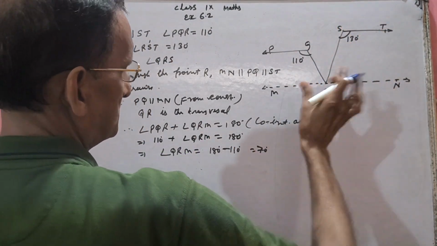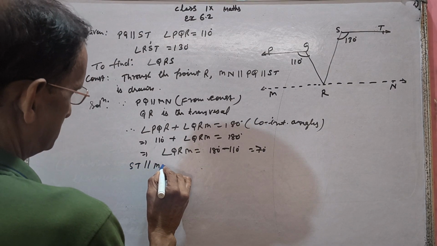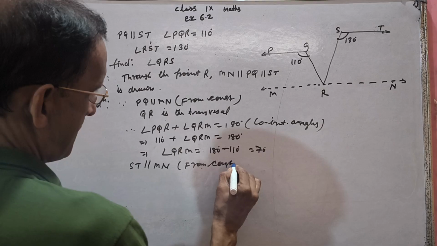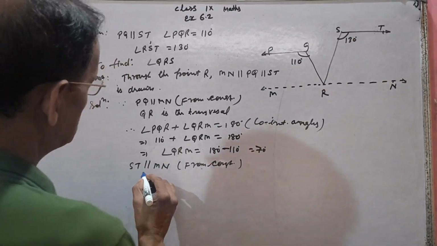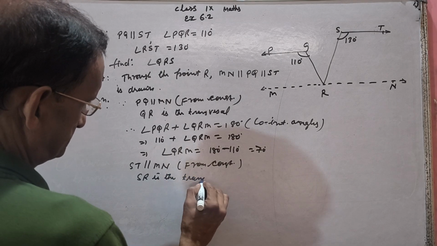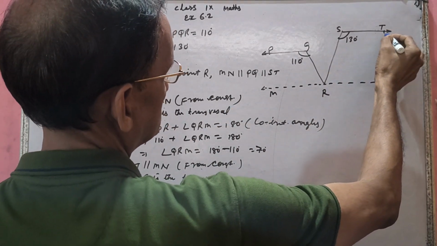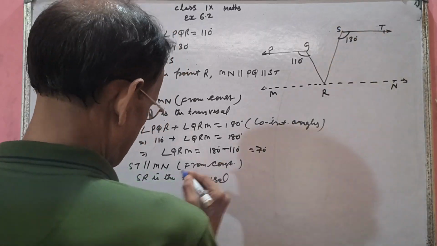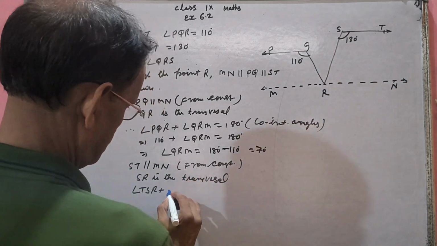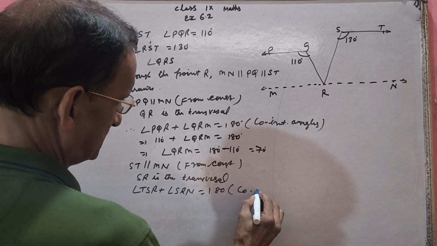Okay. Now, same thing on this side also. We have ST parallel to MN from construction, and SR is the transversal. Therefore, angle RST or angle TSR plus angle SRN is equal to 180 degrees. Same reason, co-interior angles.